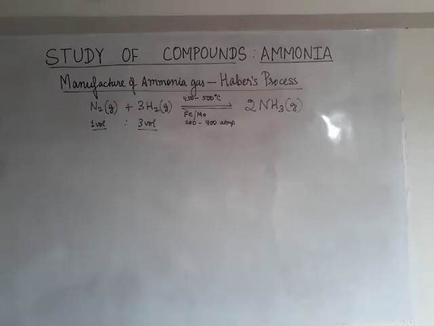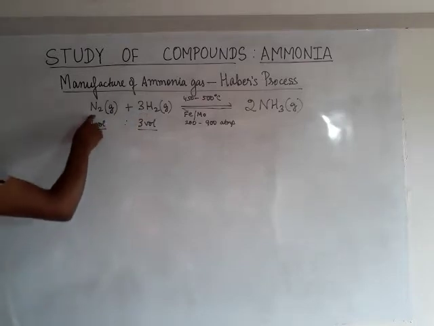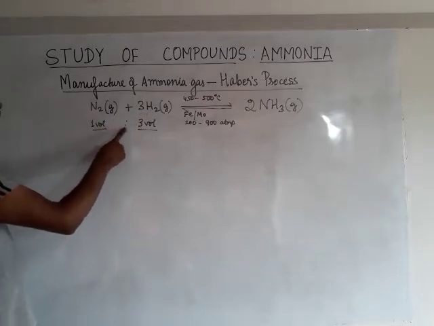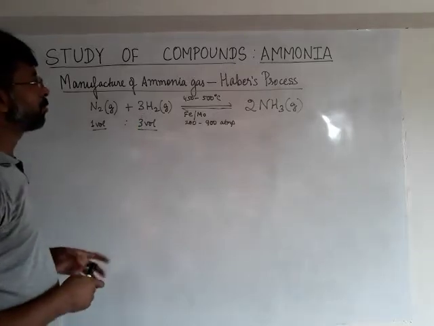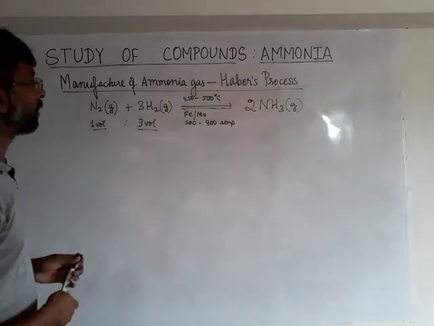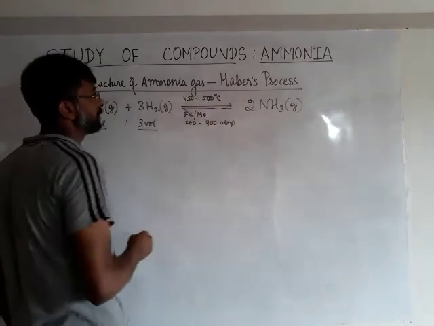Okay, now you can see on the board over there, manufacture of ammonia gas by the Haber's process. In the manufacture of ammonia gas by the Haber's process, the reactants are nitrogen gas and hydrogen gas. Nitrogen gas, 1 volume, is mixed with 3 volumes of hydrogen gas, and it is sent into a catalytic chamber, where the temperature is maintained at 450 to 500 degrees Celsius.